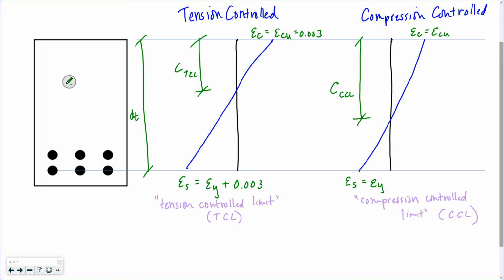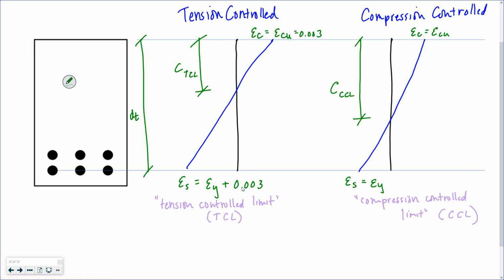This means what these two limits are. If the strain in my extreme tension steel is greater than the yield strain plus 0.003, then I'm definitely failing in tension. If the strain in my extreme tension steel, these far bars down here, is less than or equal to my yield strain, it's probably right up to that yield strain, then I'm in a compression controlled environment.